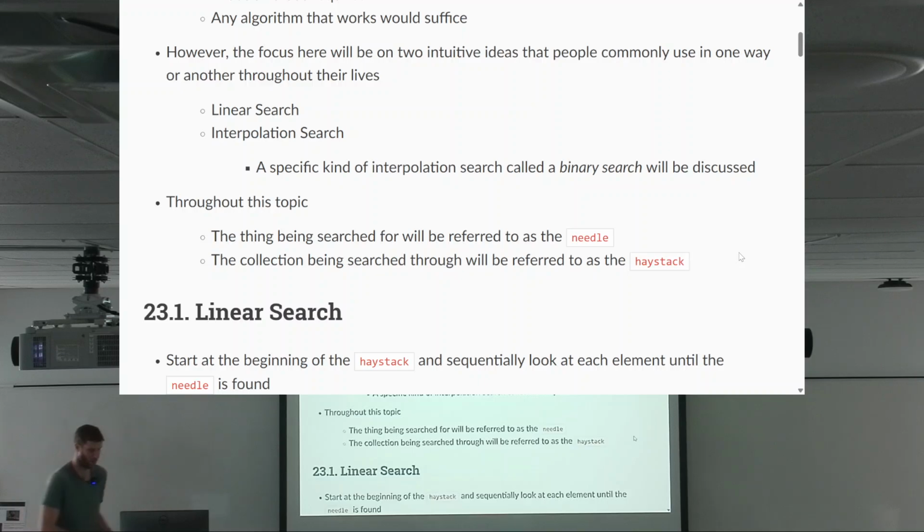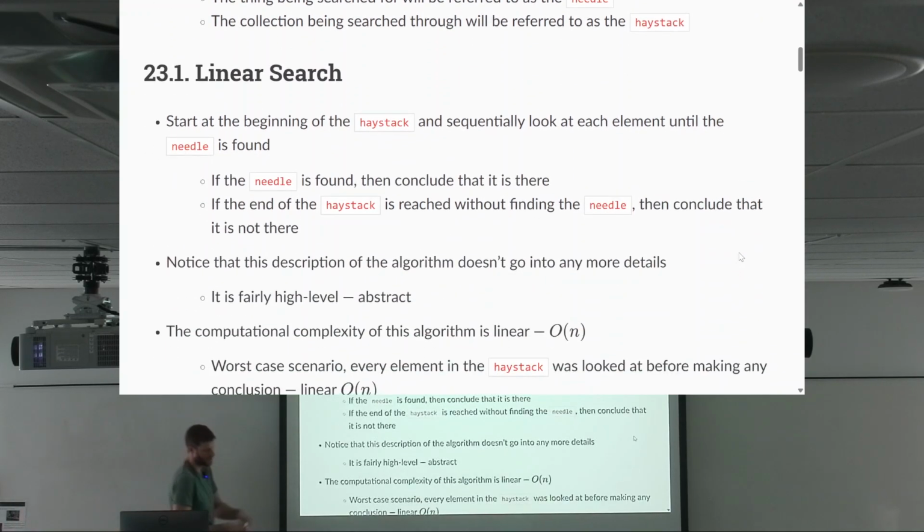All right? So a linear search. How does it work? Start at the beginning of the haystack and sequentially look at each thing one at a time until we find the thing we're looking for, until we find needle. If needle is found at any point along the way, we found it. It is in fact there. If the thing I'm looking for is at the beginning, it's there. If it's at the end, it's there. If it's anywhere in between, it's there. As soon as I find it, I can conclude that it is in fact there. It's not until I look at everything, and none of those things were the thing I was looking for, that I can conclude that thing is not there.